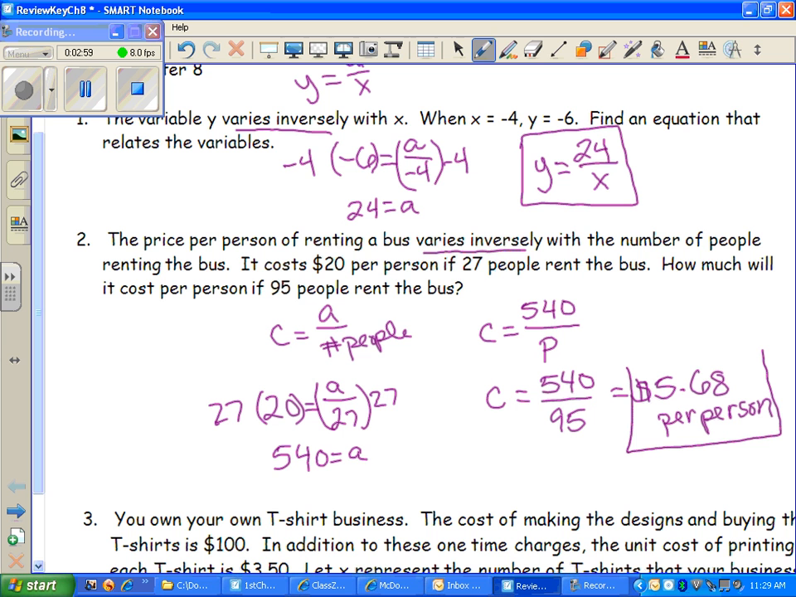And of course, I should be writing a sentence for my variables. C equals the cost per person. P is the number of people. And then I should write my answer as a sentence as well for any of these word problem situations.